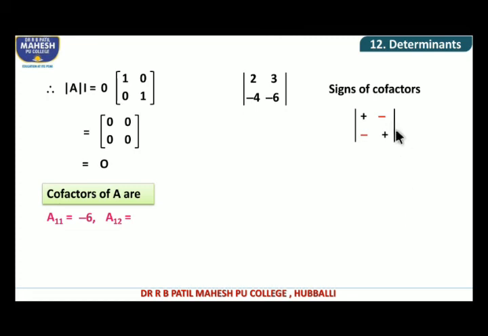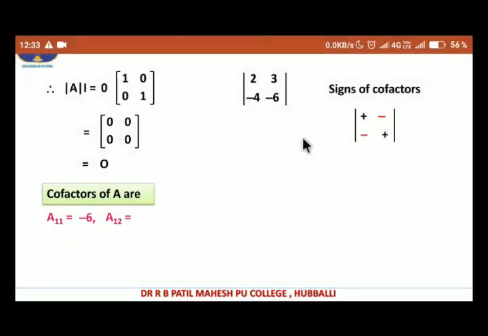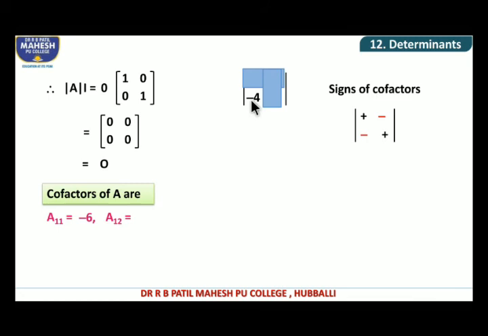And for A12 we have the sign minus, and the minor is minus 4. So minus of minus 4 is equal to plus 4 only. And for A21 we have the minus sign again. The element is 3, so the minor is 3. Therefore minus into 3 is minus 3. And for A22 the minor is 2 and the sign is plus, and plus into 2 is plus 2. Therefore these are the cofactors of A.